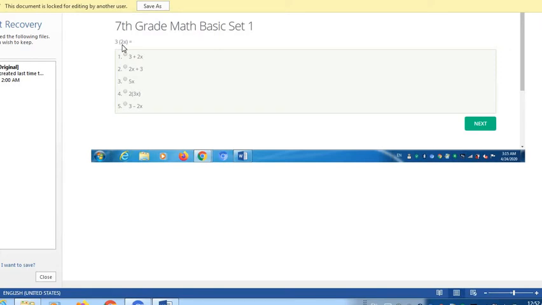3 bracket 2x, close the bracket here. Which one equals which one? The equivalent expression here. 3 plus 2x, of course not. Here addition, and we don't have any addition. 2x plus 3, no, we don't have addition. 5x, 3 times 2x will give me 6x, so it's not 5x. 2 times 3x will give me 6x, so this is the right answer.